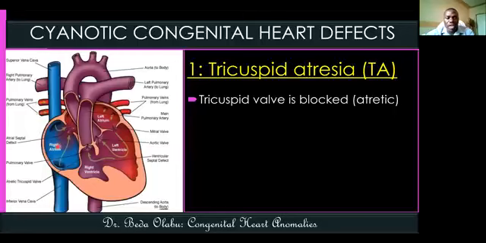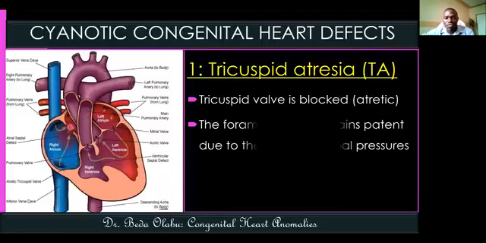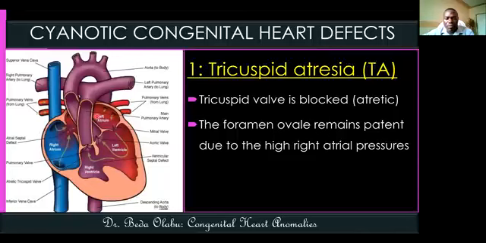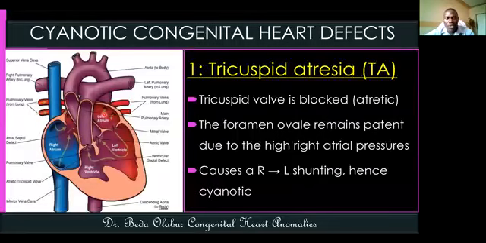That means that now blood in the right atrium will move to the left atrium because the pressure of the right atrium is higher than the pressure of the left atrium. Therefore, if blood moves from the right atrium to the left atrium, you have deoxygenated blood going to the oxygenated stream. That is a right to left shunt. That is why we call that cyanotic congenital heart disease.